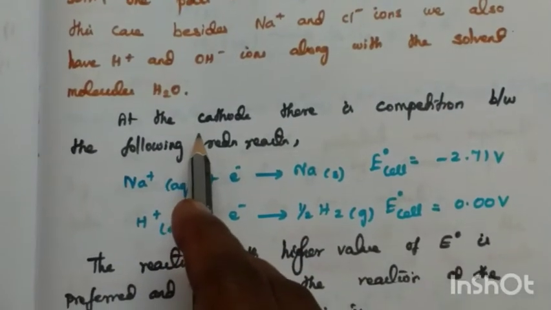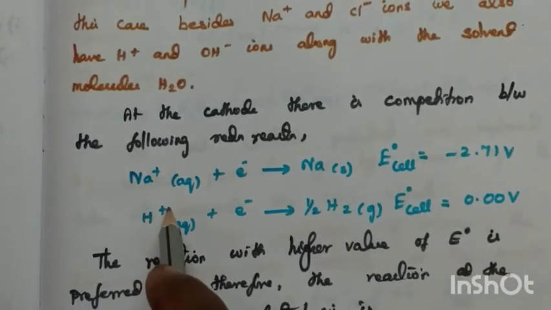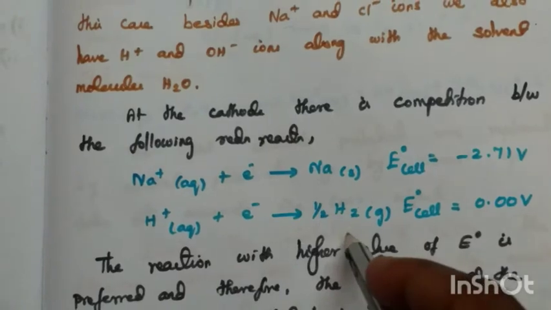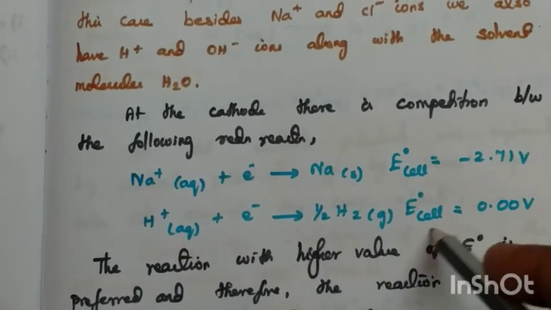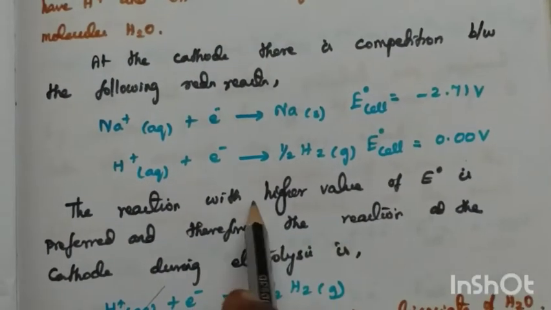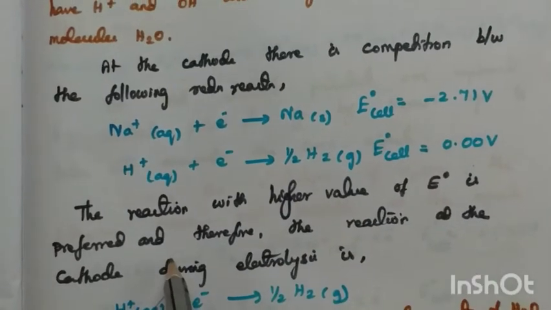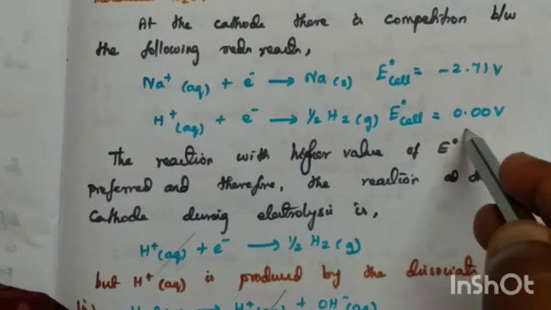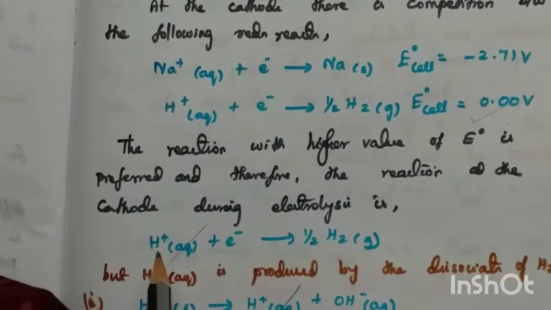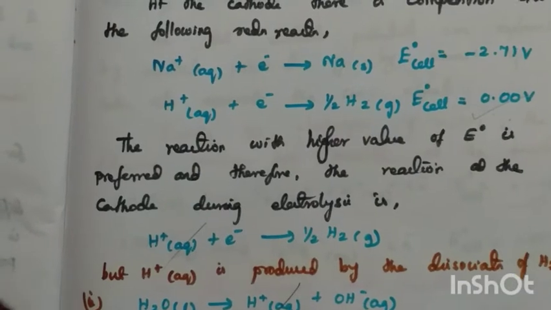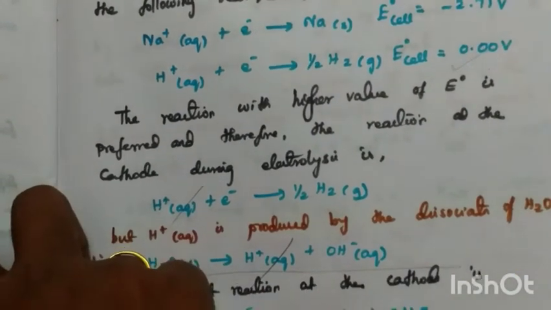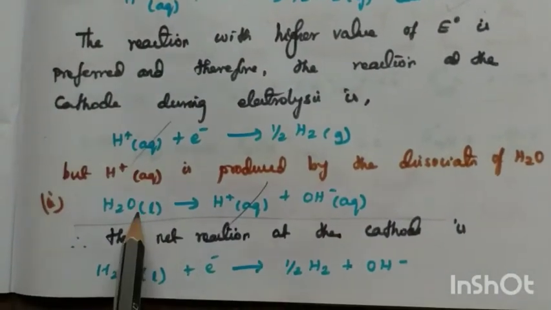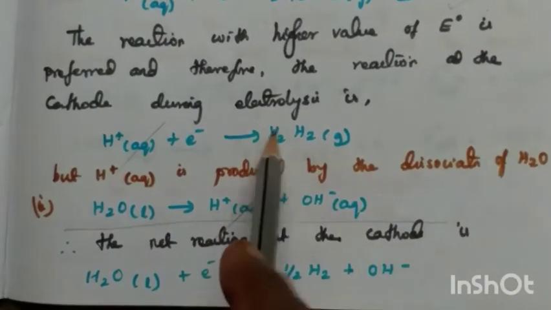What reaction takes place at the cathode? Na+ + e- gives Na, and also from water we have H+ which gives hydrogen. This EMF value is this one and this EMF value is this. The reaction with the higher value of E0 is preferred. This is negative and this is positive, so this is preferred. Therefore, H+ + e- gives 1/2 H2. But how is H+ produced? By the dissociation of water.